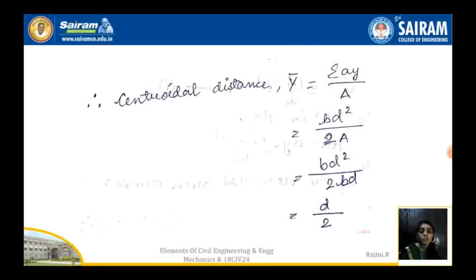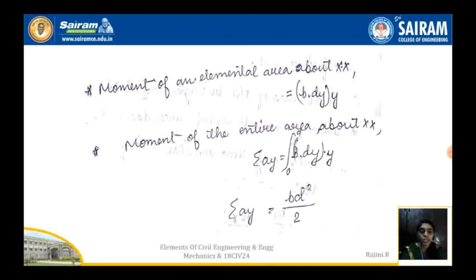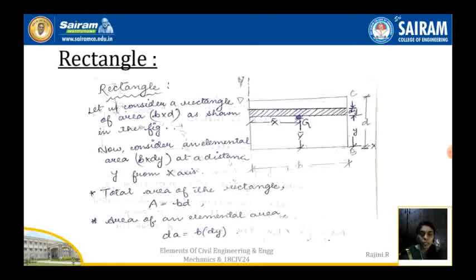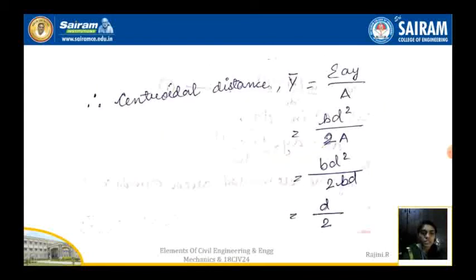So what is summation of ay? Come here and see: bd square by 2. The same thing I'm writing, bd square by 2, and the capital A is here, right? If you substitute here, you will get y bar equal to d by 2. I'll just go back to the figure now. You can see exactly half you are getting. Sorry, y bar, how much? d by 2. So y bar is equal to d by 2. You are getting the answer.